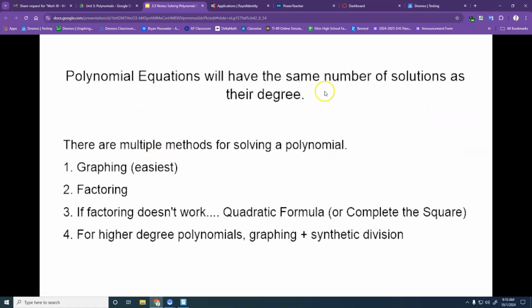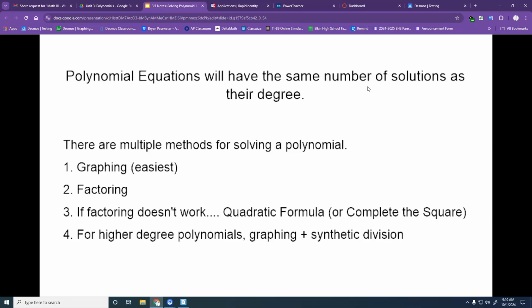So polynomial equations will have the same number of solutions as their degree. It's very similar to zeros. Okay, they're going to be closely related. So if you have something to the 5th power, there should be 5 answers. Now, they may not be 5 distinct answers because you can have double roots on that, so some of them will be double. You also may end up with some that are imaginary.